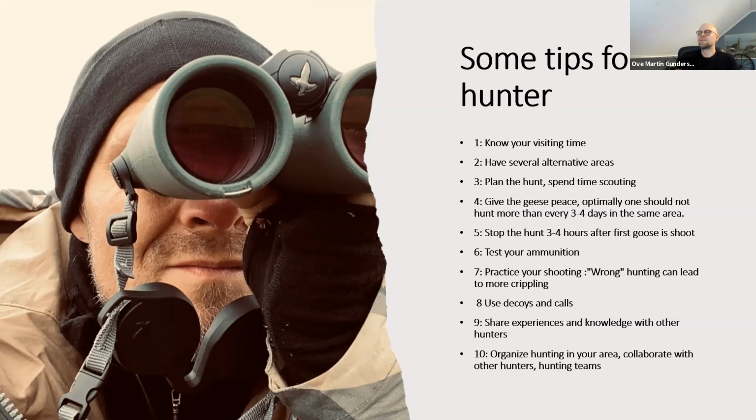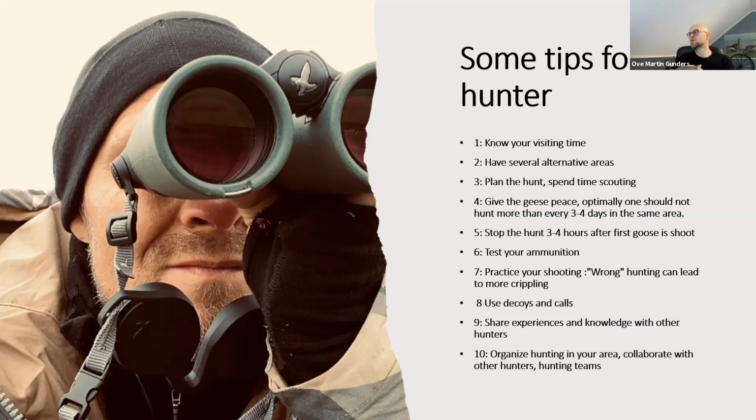With that, I mean that if you hunt in the same areas every day, you will scare the geese, they will be more wary, they will fly at a longer distance, and maybe that will make some hunters draw the line to shoot at a further distance. And give the geese peace. Optimally, you shouldn't hunt more than three or four days, we say, when you hunt with those decoys. I will say the same for rifle shooting around the coast. And after you start the hunting in the morning, you shouldn't hunt more than three or four hours after the first goose is shot, so they can come back to the area.